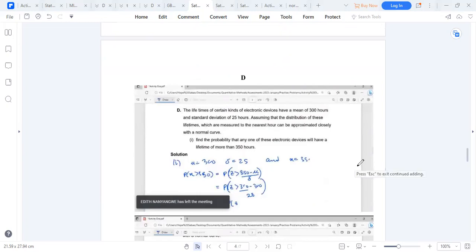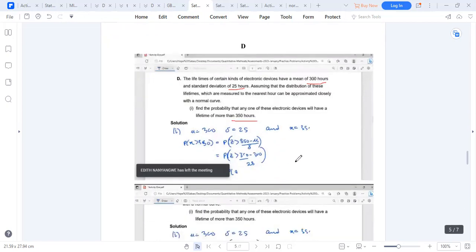Now, the lifetime of certain electronic devices has a mean of 300 hours and a standard deviation of 25 hours. Assuming these are approximated to the normal, what is the probability that you're going to have more than 350? So you draw my bell-shaped curve, right? And here, the mean always comes in the middle. The mean is 300. Now the deviation, put it here, 25. Then what is the probability of getting more than 350? So 350, put it here. Then you shade to the right.